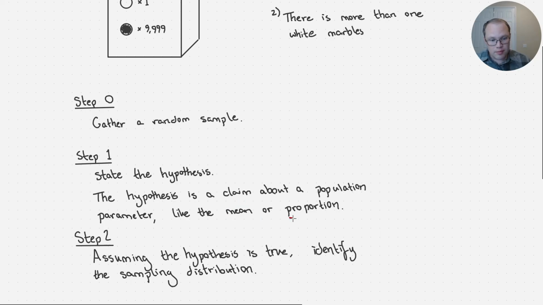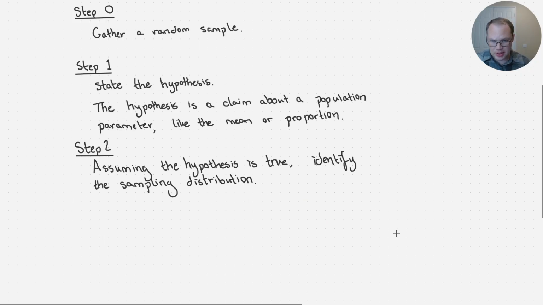If we are interested in the population proportion, then the sampling distribution that we'd be interested in is the sampling distribution for proportions, because the sample proportion is a point estimate for the population proportion. Once we have identified the sampling distribution that we're going to use, we need to go to step three. We want to find the probability.